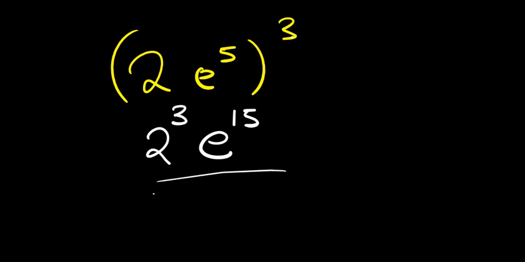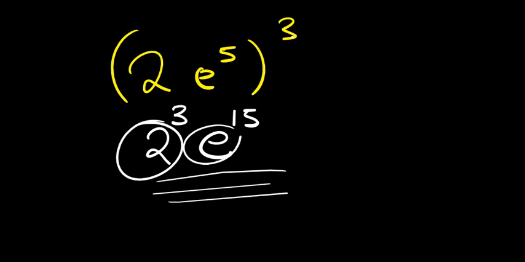So basically this will be your answer. Because you can't multiply 2 and e, they are different. We don't know what e is, but that's how you are going to leave your answer. So basically this is how you simplify. Anyway, let's continue simplifying more questions.